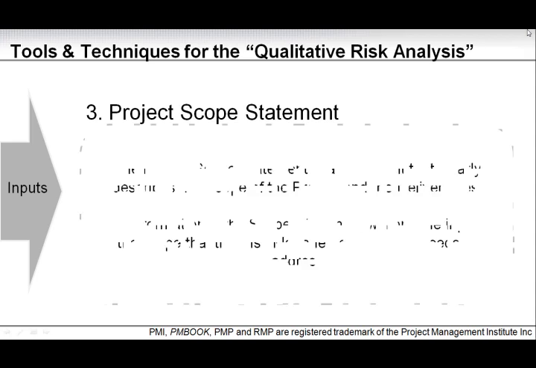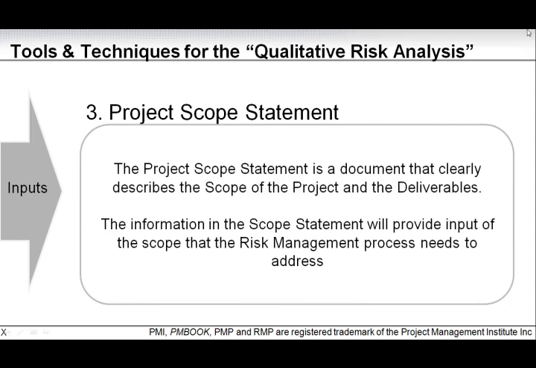Project scope statement. Again, just like for the identify risk process, we need the project scope statement as it's a document that clearly describes the scope of the project and the key deliverables. So the information in the project scope statement will provide input of a scope that the risk management process needs to address. We need to know this as we go through the qualitative risk analysis, because we might have identified the risk, but now we need to start looking at the impact of those risks, and the impact could be to the scope.